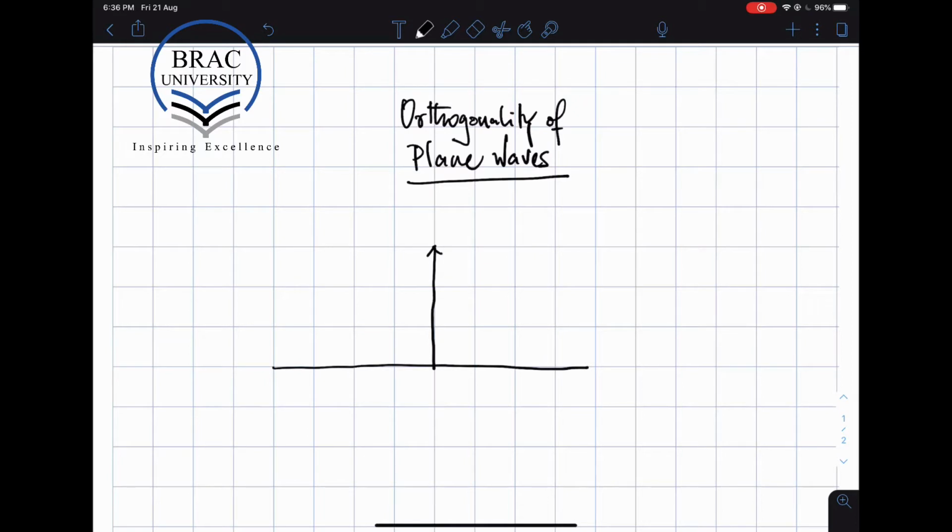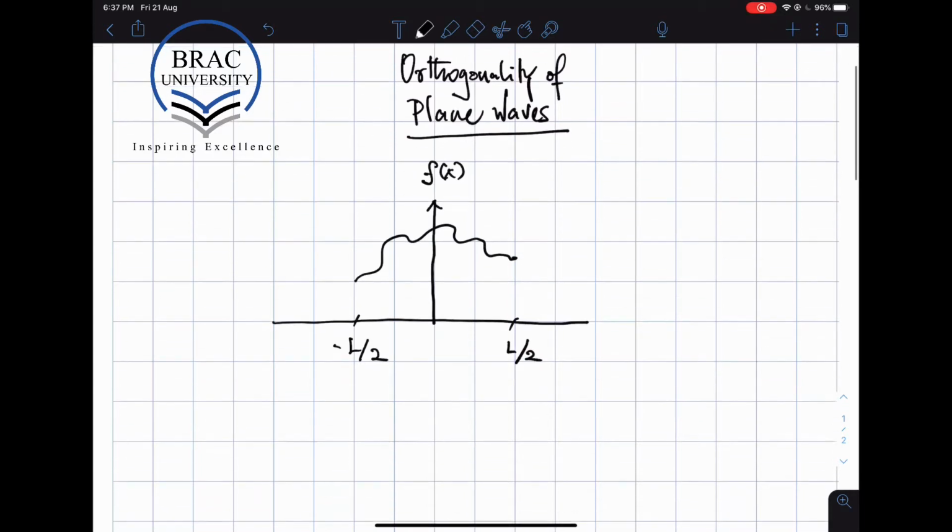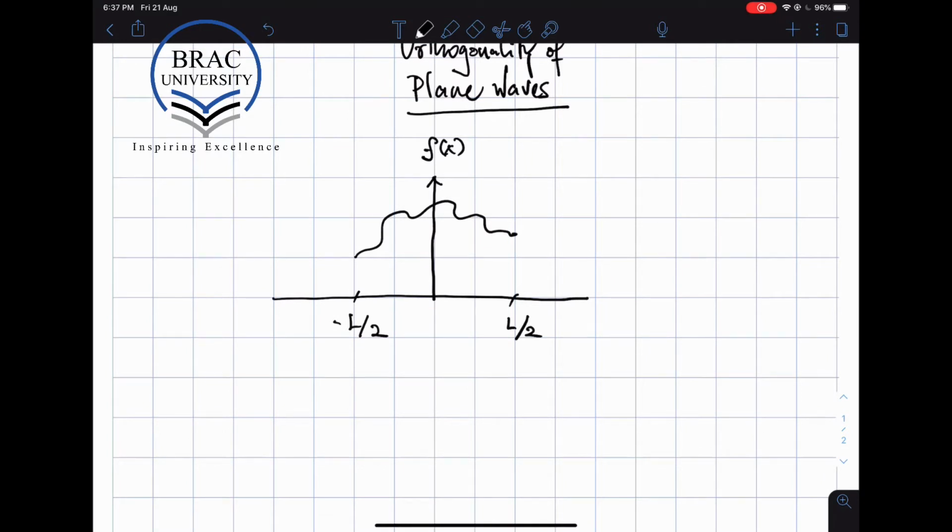So here we have the real line and we have some interval from minus L by 2 to plus L by 2, and we have some function, say f of x, that's defined on this real line. So the Fourier series was a way of expressing this function in terms of sines and cosines. But before we did that, we had to extend this function over the whole of the real line as a periodic function.